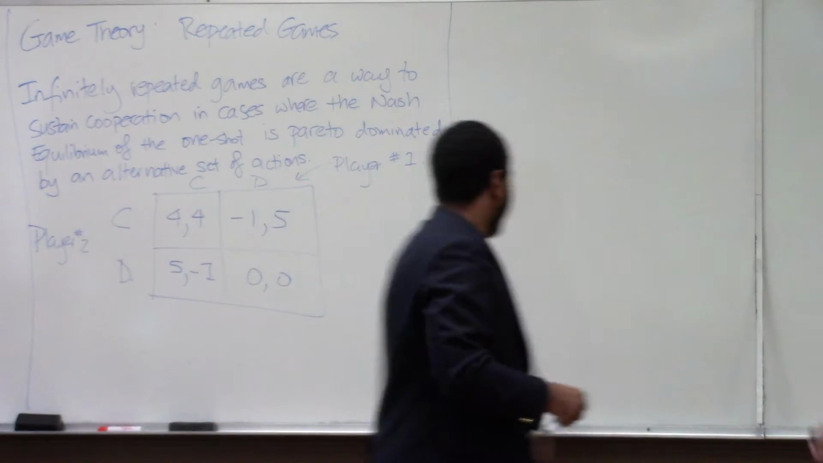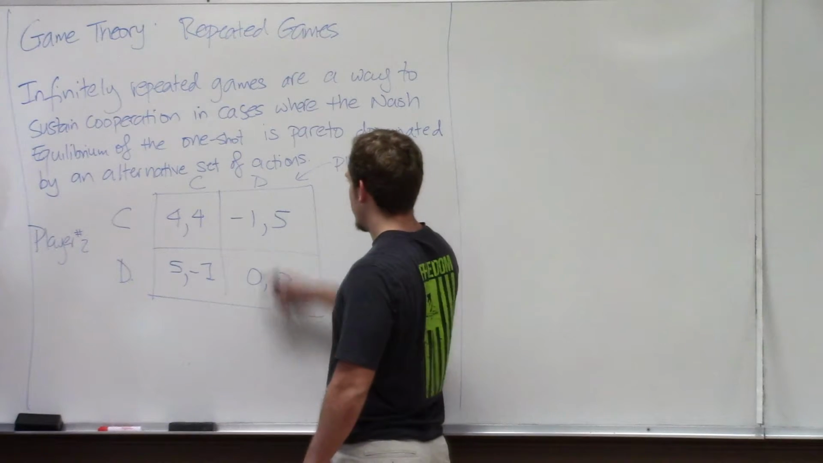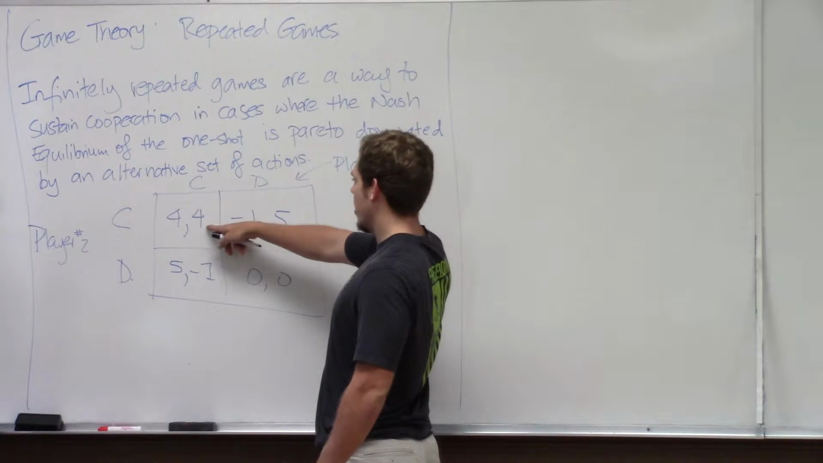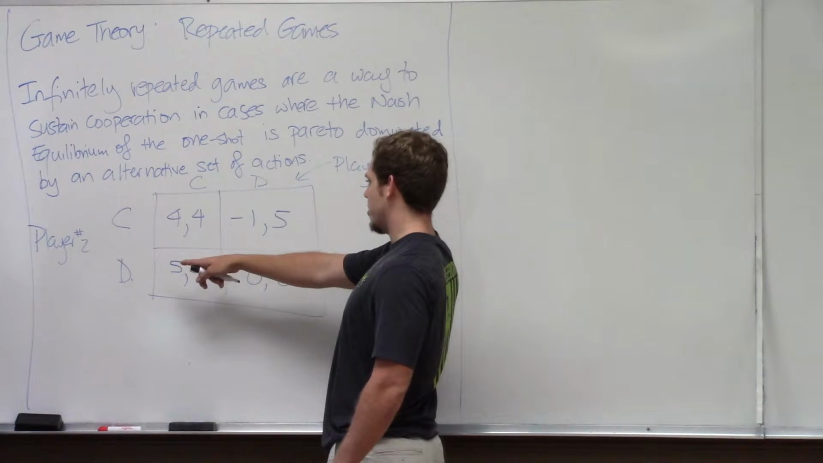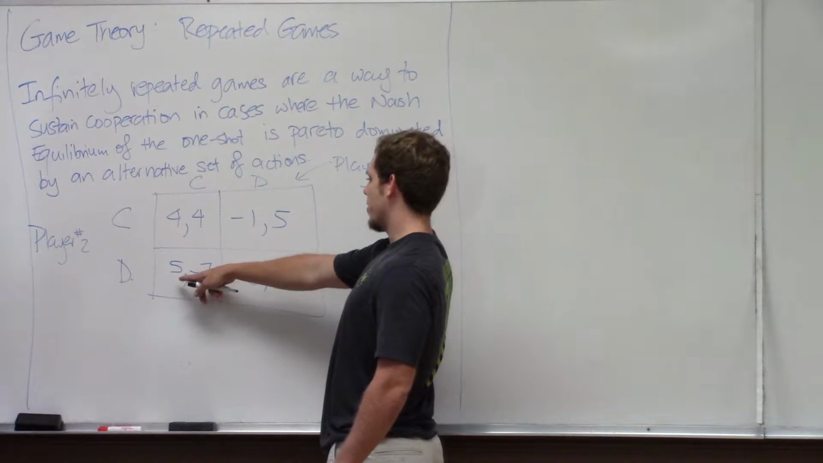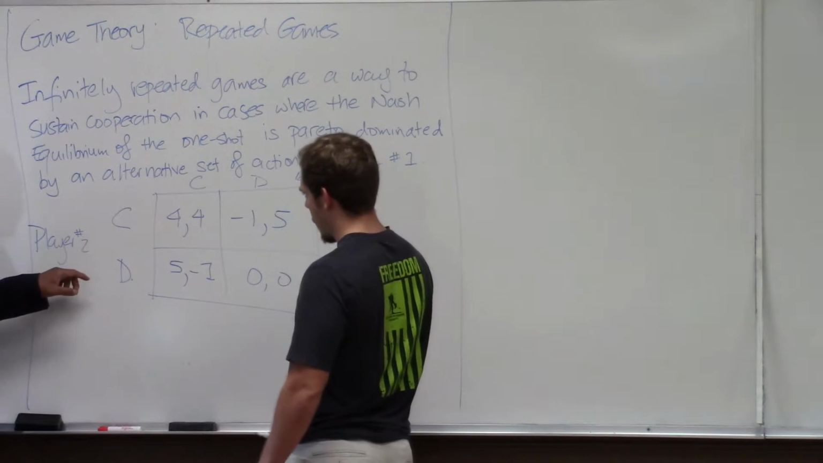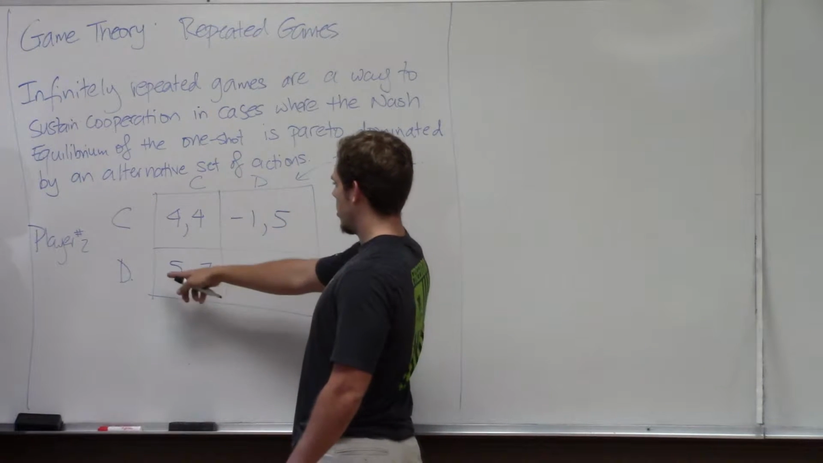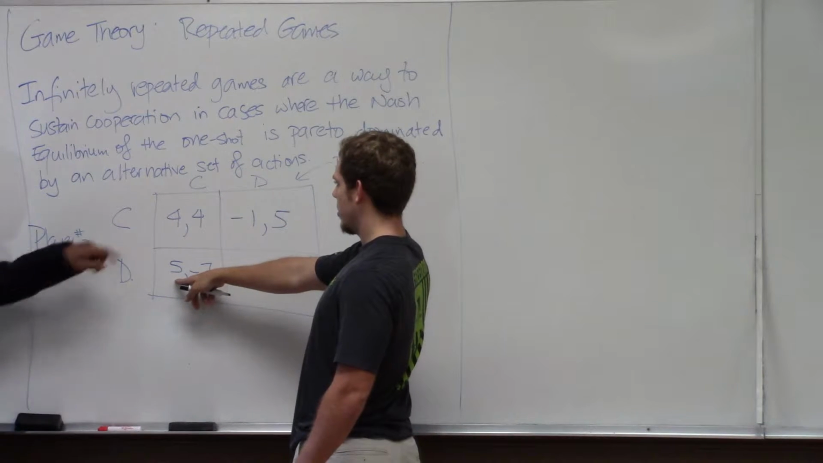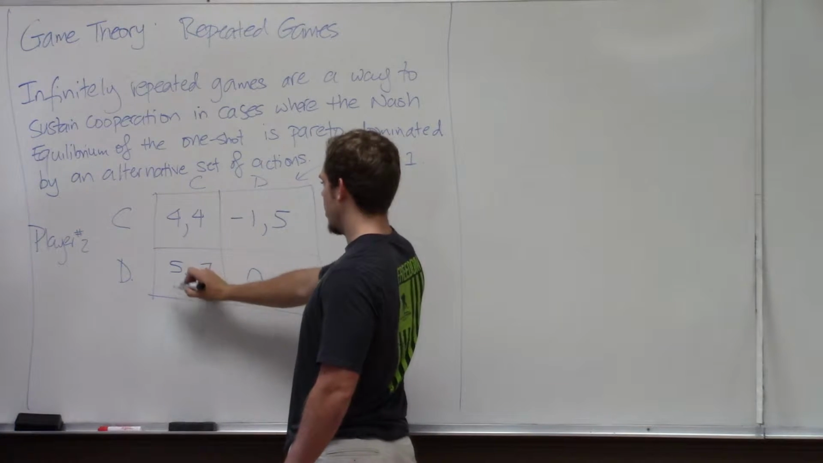So what do we do, Jeff? Well, if player one decides to cooperate, player two's best decision is to not cooperate, because they will get 5. So they're choosing between 5 and 4, yeah.